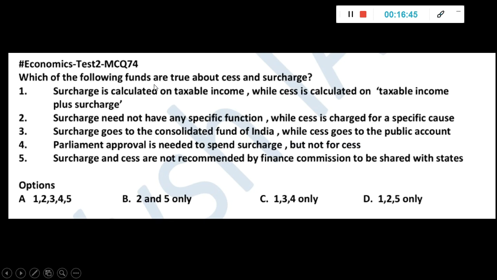Now, which of the following are true about cess and surcharge? Surcharge is calculated on taxable income, while cess is calculated on taxable income plus surcharge. Surcharge need not have any specific function, while cess is charged for a specific cost. Surcharge goes to the Consolidated Fund of India, while cess goes to the public account of India. Parliamentary approval is needed to spend surcharge, but not for cess. Surcharge and cess are not recommended by Finance Commission to be shared with states.